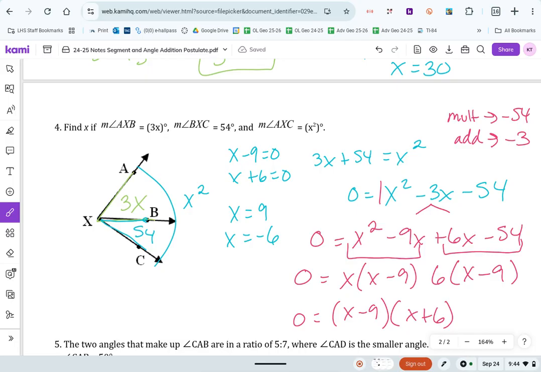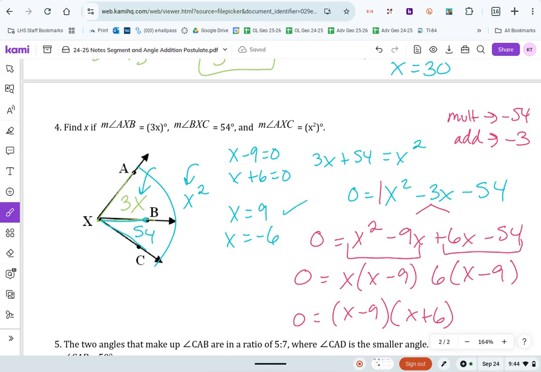Now, just like before, when we have two solutions, we're going to check to see if we have any extraneous solutions. It's possible that both will work, but we need to check them. We're looking for positive measurements and for angles that are less than 180. So if we plug 9 into x squared, we get 81. That's positive, less than 180. That checks out. If we plug 9 into 3x, that's 27. Positive, less than 180. That checks out. So 9 for sure is good.